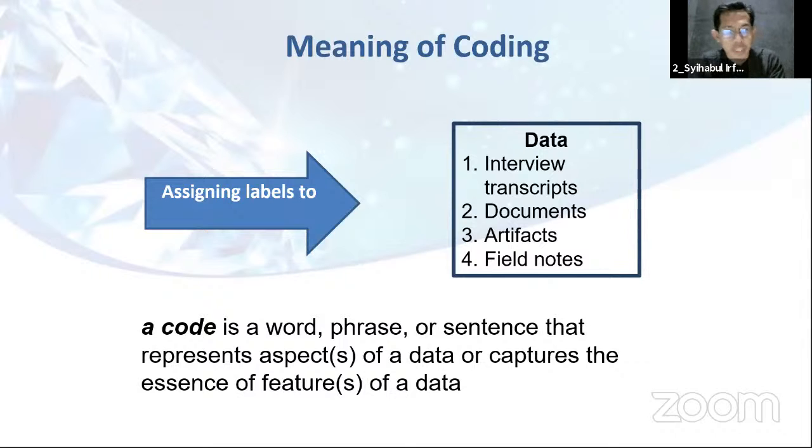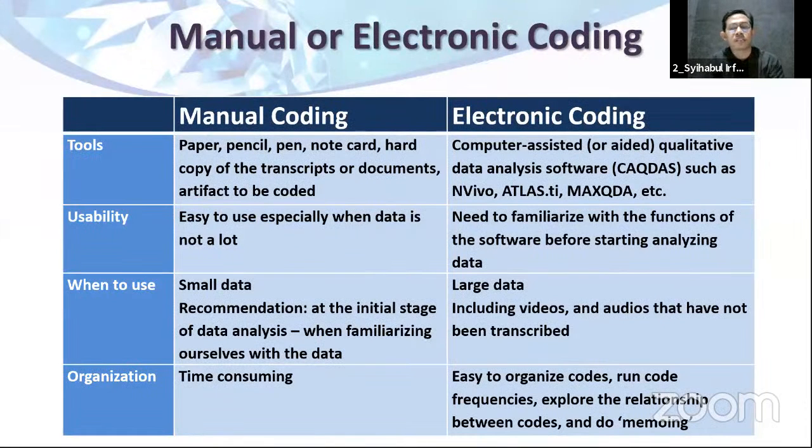The meaning of coding. A code is a word, phrase, or sentence that represents aspects of a data or captures the essence of features of a data. Assigning labels to a data, it can be interview transcripts, and can be documents, artifacts, or field notes. These are the differences between manual and electronic coding.